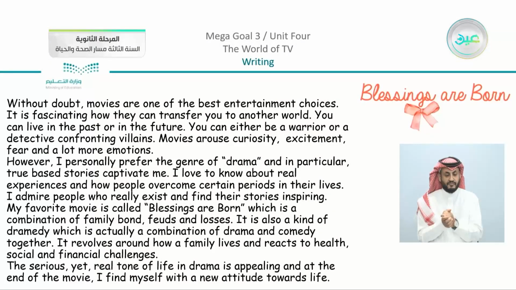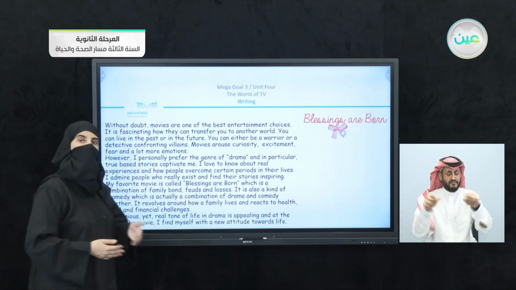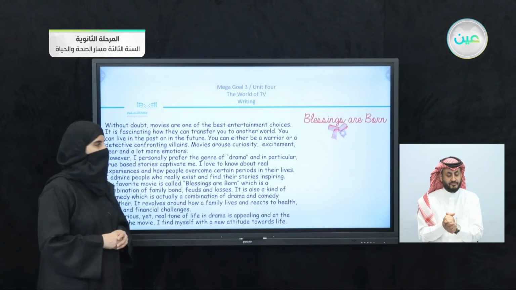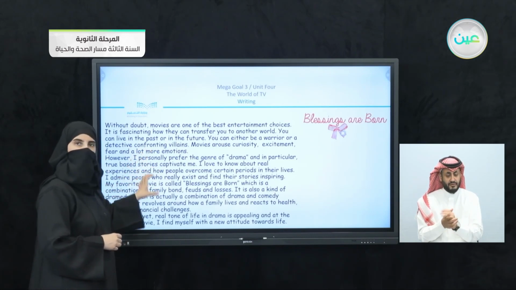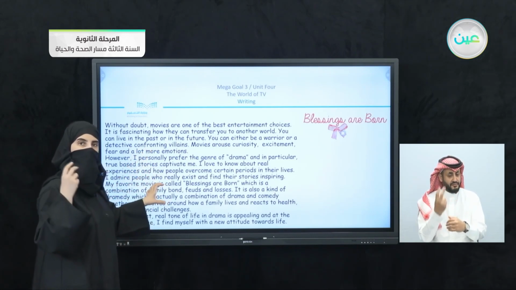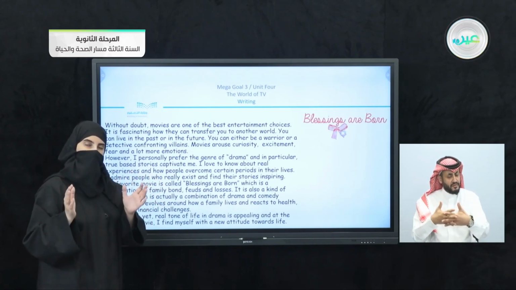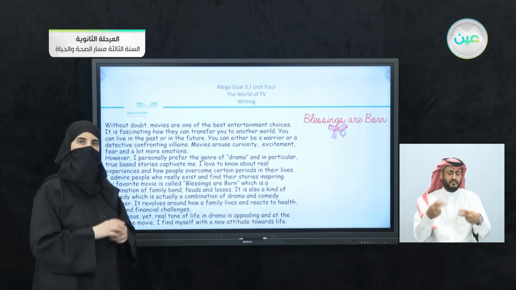Now here you can see that I have my complete essay. We have here blessings are born. Now you can see that I have my introduction, the first paragraph, and then I have my main paragraph, which is in the middle. I chose to write one complete. And then we have here the last, which is the closure. Now actually I divided the main paragraph here into 2 basic ideas. So you can either combine them together into one, or you can divide them into 2 paragraphs.